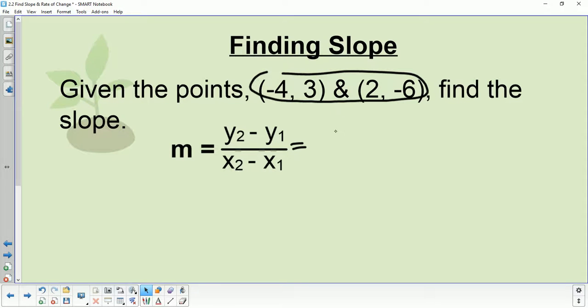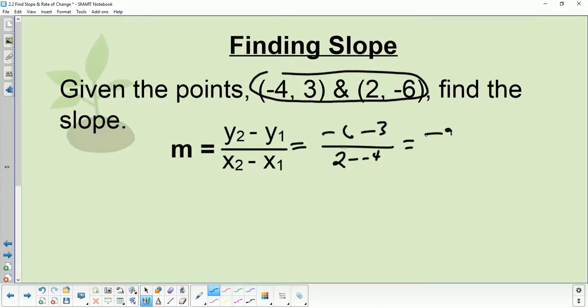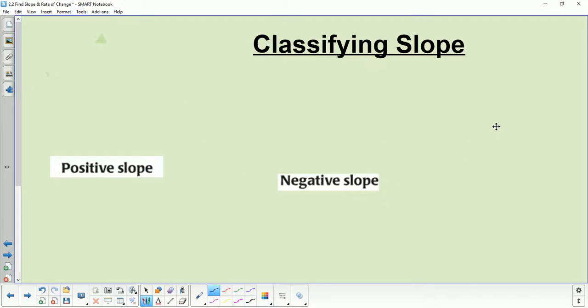So y2 minus y1 is going to be negative 6 for y2 minus 3 for y1, all over x2 minus x1, negative 4. So be careful, negative 6 minus negative 3 is going to give us negative 9 over 4 minus a negative 2. Remember, minus a negative becomes plus, and we end up with 6. So you could leave it as negative 9 over 6, or I'm going to reduce that. Since both are divisible by 3, I'm going to end up with a slope of negative 3 over 2. Okay, so that's how we find slope, and 3 different representations of it.